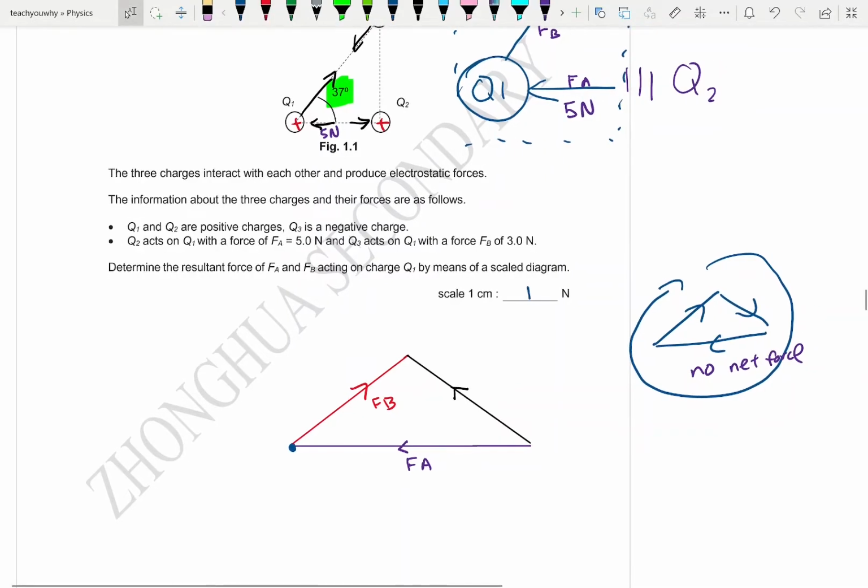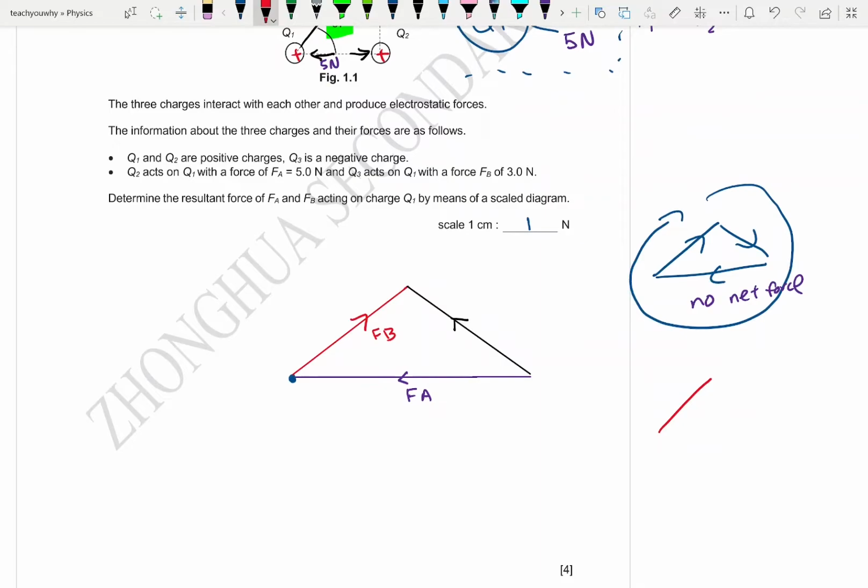And how do I know that there is resultant force? Again, I use the student running around the track analogy. If I have a student here, when you run around the vector diagram along the direction of the arrows, you will see that as you run from FA to FB, you will actually encounter an opposite direction. And this kind of vector diagram is for a resultant force.